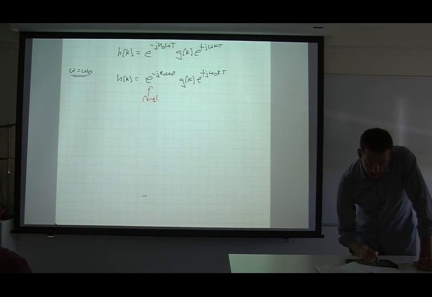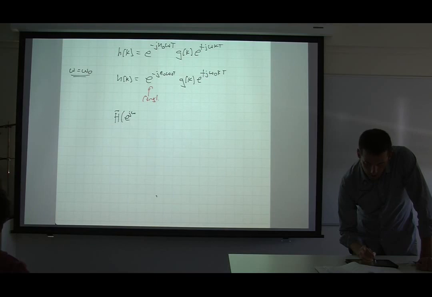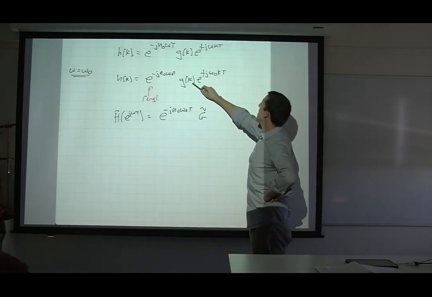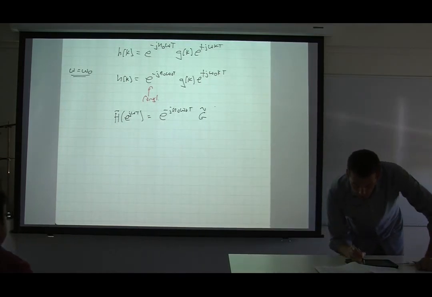If I took the z transform of it, I would get h, and we've been using tilde to denote the z transform, e to the j omega t, which is equal to e to the minus j n0 omega naught t. And then I get g. That's a constant, so it just stays. Nothing's changing. Now I'm going to take the transform of g of k.